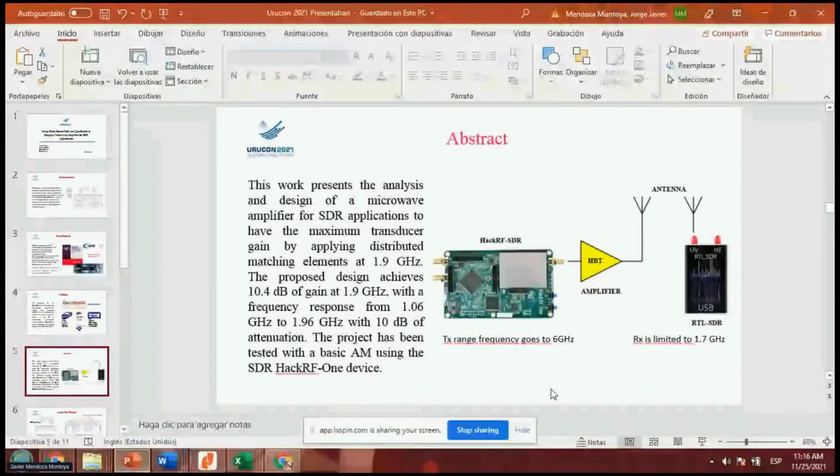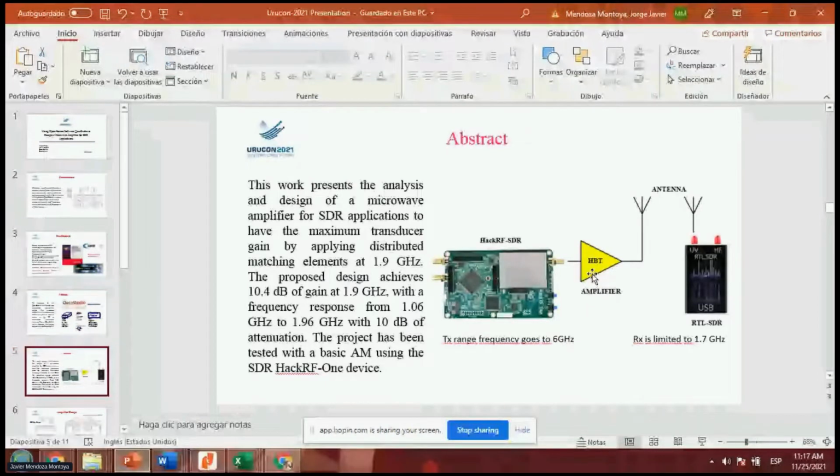Abstract. This work presents the analysis and design of a microwave amplifier for SDR applications to have a maximum transducer gain by applying distributed matching elements at 1.9 GHz. The proposed design achieves 10.4 dB of gain at 1.9 GHz with a frequency response from 1.06 GHz to 1.96 GHz with 10 dB of attenuation.